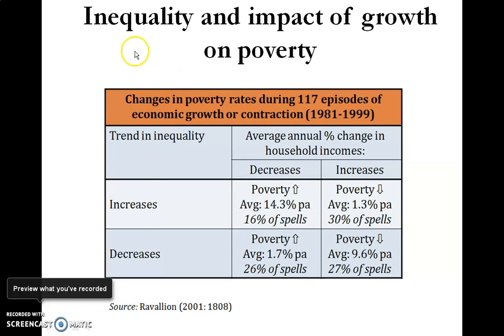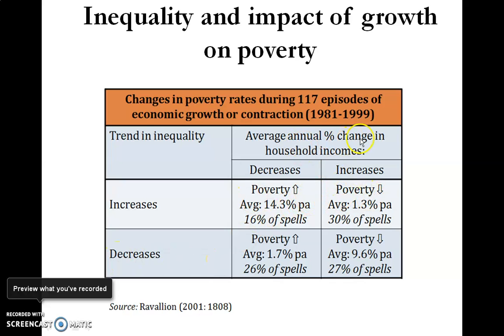In this table, we look at the change in poverty rates over 117 episodes of either economic growth or contraction from 1981 to 1999. This is work by Ravallion. He wanted to look at how the trend in inequality, whether it increases or decreases, impacts changes in household income and, through that, poverty rates. So bear with me. You want to compare how poverty has changed in the context of either trends in increasing inequality or trends in decreasing inequality.